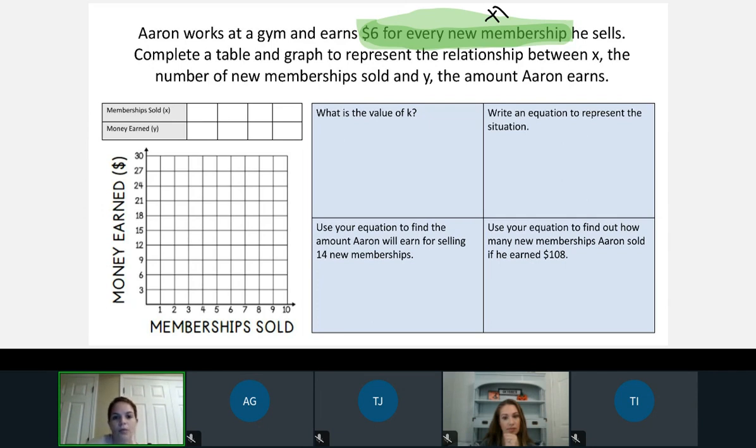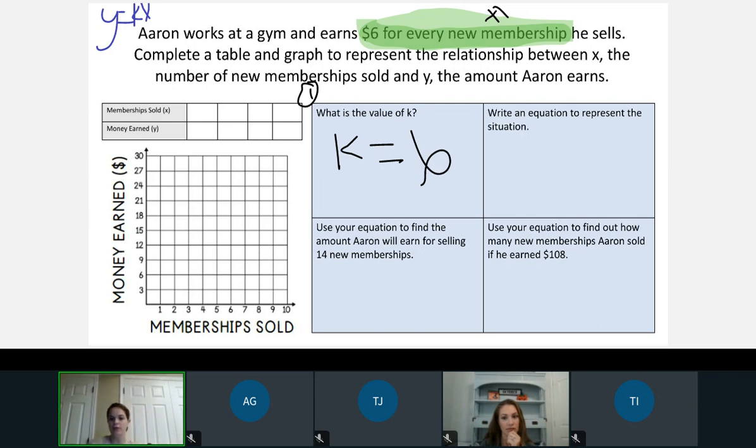So let's do this first box right here. We'll call it number 1. What is the value of K? So remember, with direct variation, I'm going to write it up here. Sorry, I'm a little bit running out of room. Y equals K times X. So K is the constant rate, the rate that does not change. So what is the rate? How much does he earn for every new membership? What's the value of K? So we're going to write K equals, what do you think? Good, Caesar, good. 6, exactly.